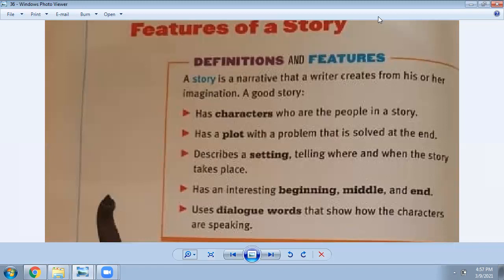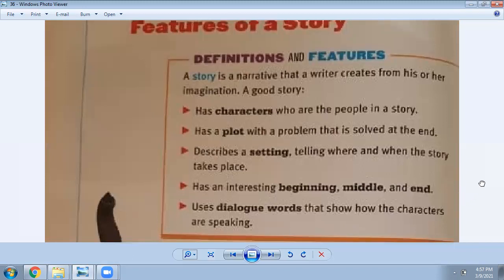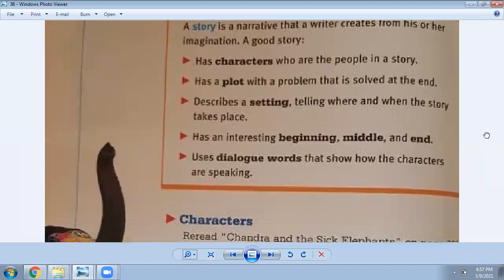Now, we're going to use dialogue words in our story writing to help make our story realistic. And we want to be able to tell how our characters think and feel. So we're going to use that dialogue to help us understand.